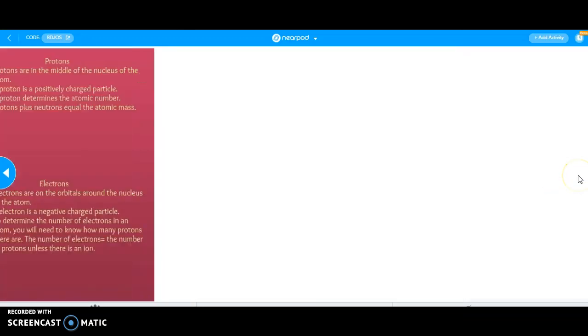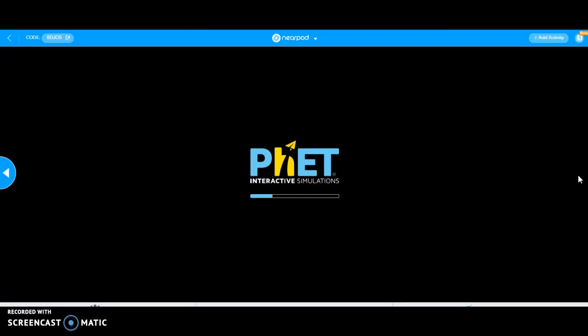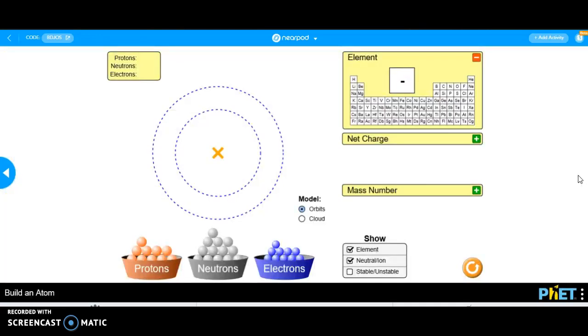Now let's begin our PhET simulation. On our PhET simulation, we will build an atom to make an element. Let's start off with the easy one, which is hydrogen. Hydrogen is in the upper left-hand corner. That means hydrogen is number 1. The atomic number of hydrogen is 1. So, thinking back to our basic information, we know there's 1 proton in hydrogen. And if there's 1 proton in hydrogen, we know we need an electron.